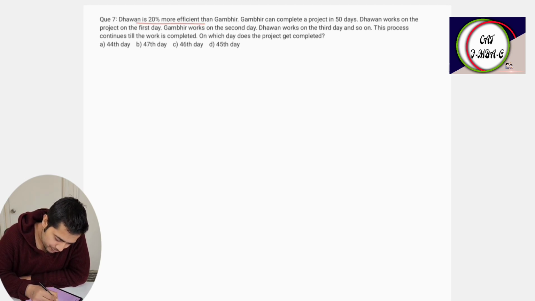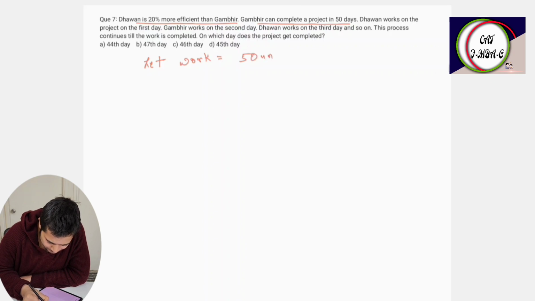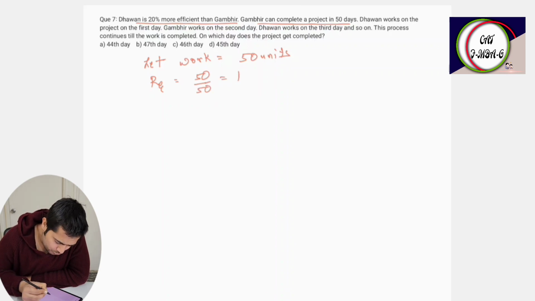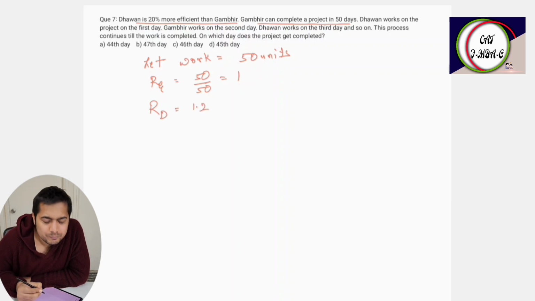Dhawan is 20% more efficient than Gambhir. Gambhir can finish the work in 50 days. Let work be equal to 50 units. Rate of Gambhir is 50 by 50, which is 1. Dhawan is 20% more efficient, so rate of Dhawan is 1.2.